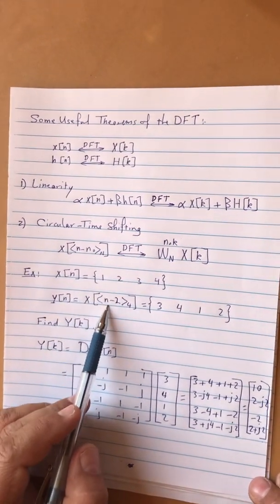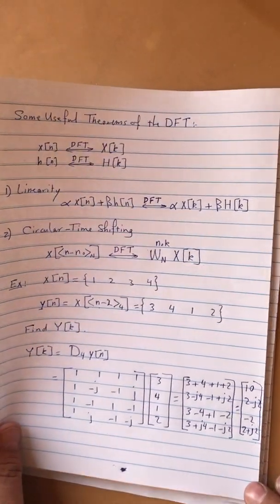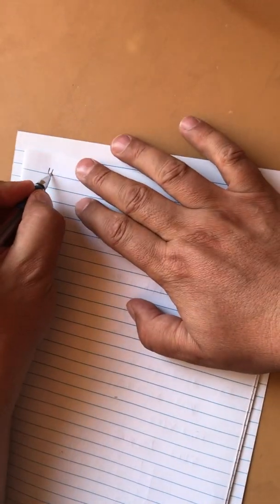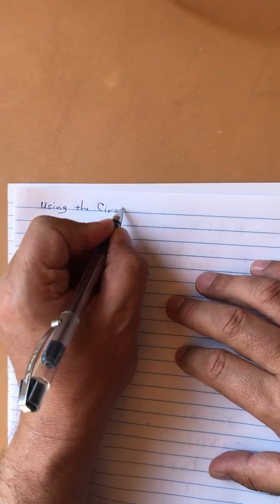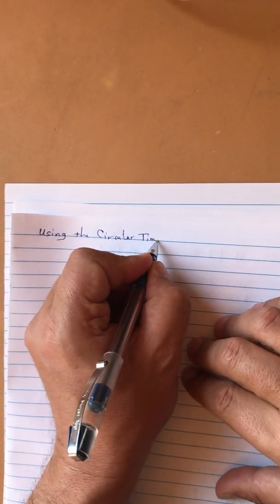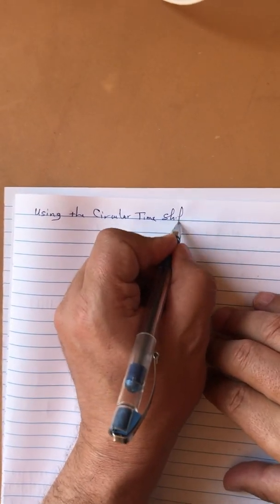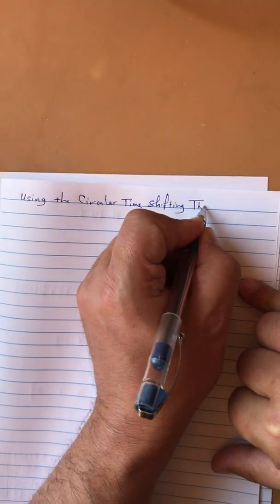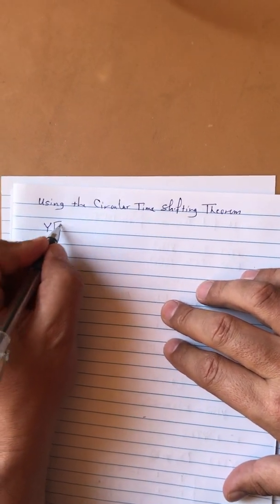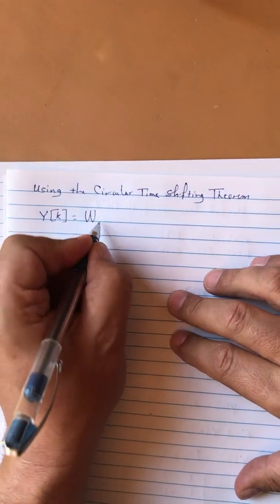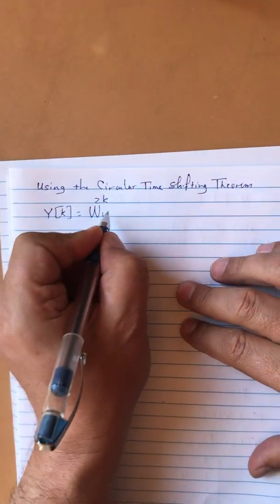If we do this, we do it in the time domain and find the DFT in the normal manner. We can also make use of the theorem. If we make use of the circular time shifting theorem, y of k is equal to W sub 4 to the power 2k times x of k.